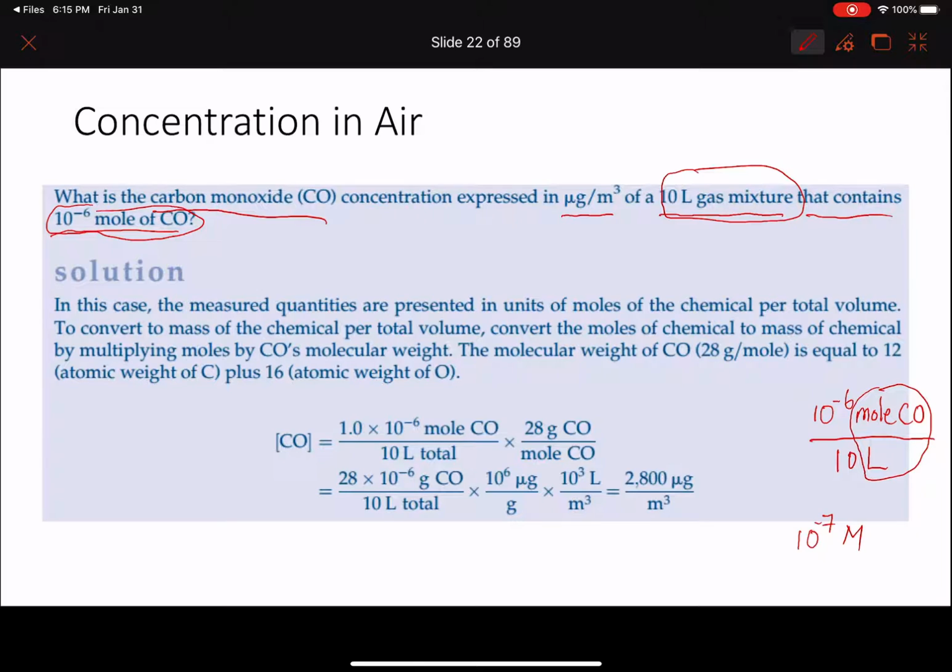Now, how could you change mole per liter into gram? So let's look at this. 10 to the minus 7 mole CO over liter, which is the liter containing the mixture of air. You multiply it by the molecular weight of carbon monoxide. The molecular weight of carbon monoxide is 28 gram per mole, and you could find the carbon and the oxygen from the periodic table. Carbon is 12. Oxygen is 16, and that is 28 gram per mole.